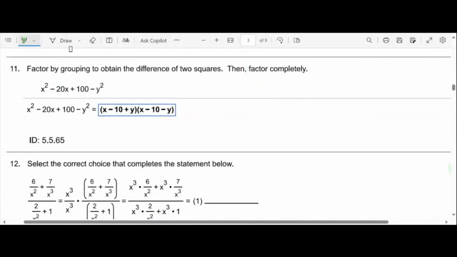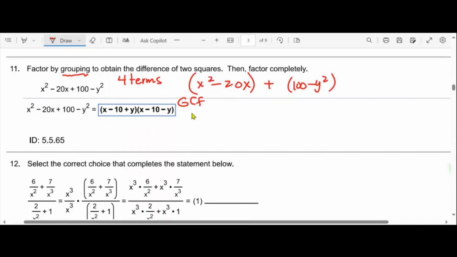Factor by grouping to obtain the difference of two squares, then factor completely. X squared minus 2x plus 100 minus y squared. How many terms do we have? 4 terms. So you have to do what? Split, grouping. Now what's a good common factor, Mohammed? Yes, doctor. We need to factor x minus 20 plus 100 minus y squared. If you want to factor it, we need to put x in both brackets.